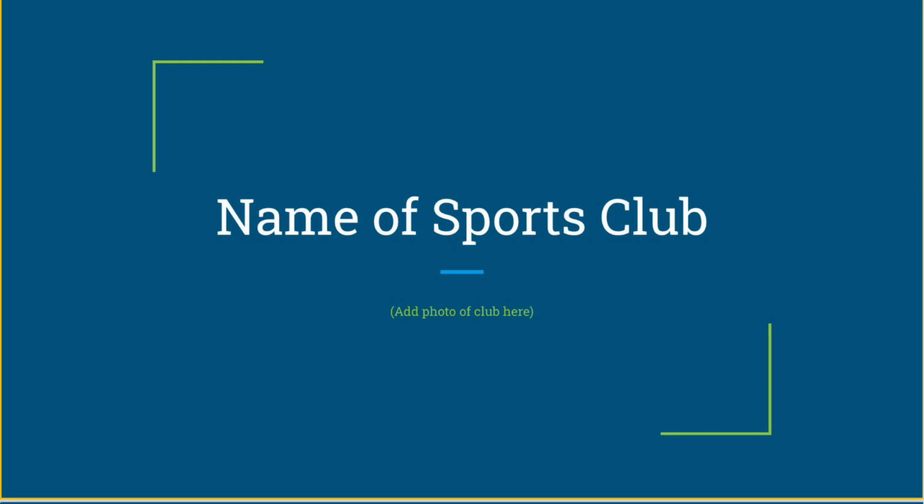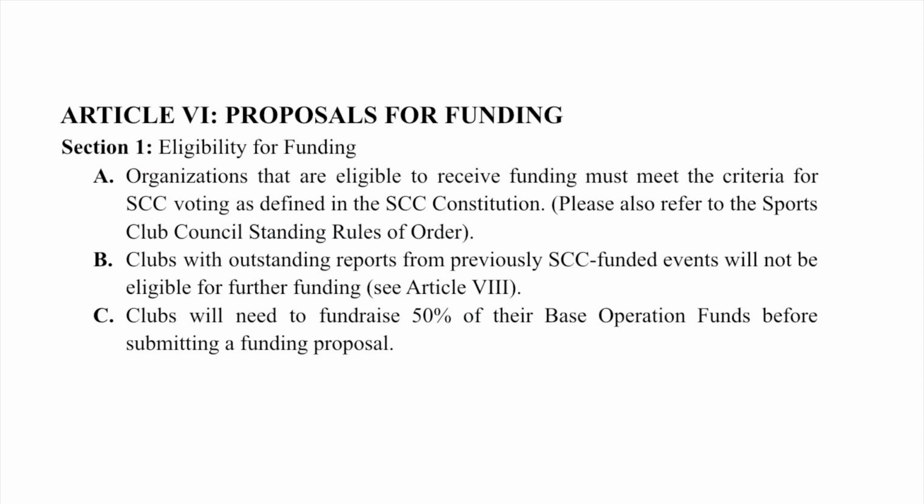But before we get into that, let's go ahead and take a look at the official SCC Constitution and look at the funding proposal section, which I believe is Article 6. So to be eligible for a funding proposal, your clubs must meet the criteria for SCC voting, basically being an active club and meeting those requirements, having no outstanding reports from previously funded events, which if you do have that, go ahead and speak with Grace to get that handled. And then you must fundraise before submitting that funding proposal.